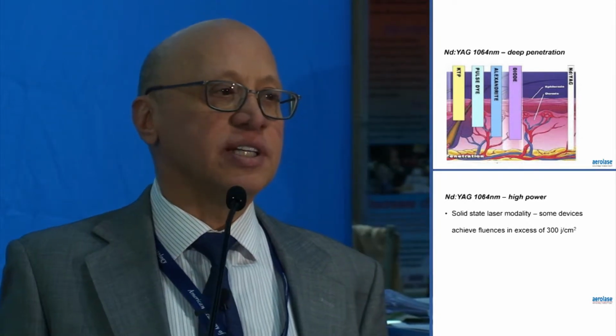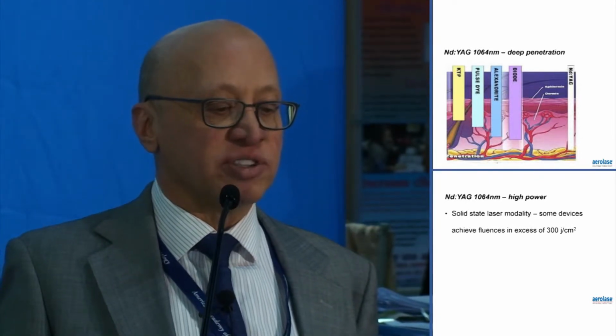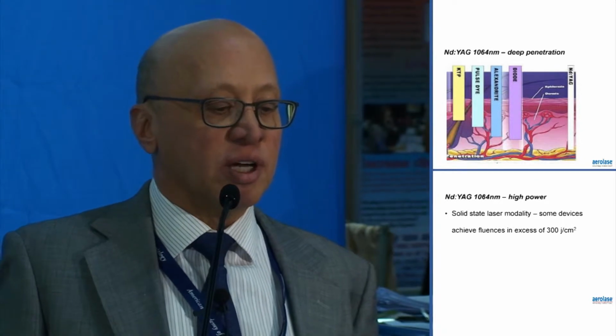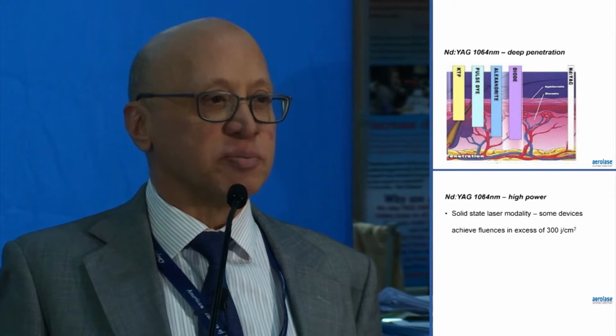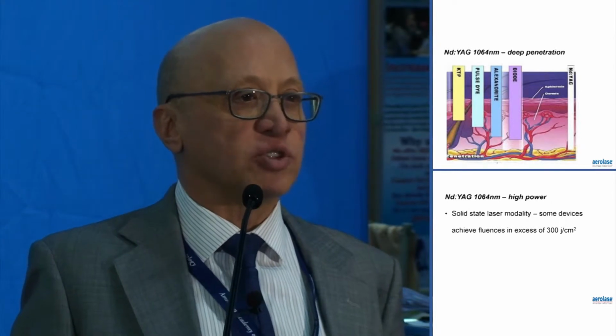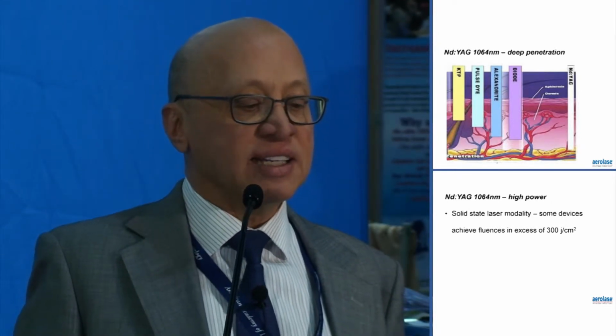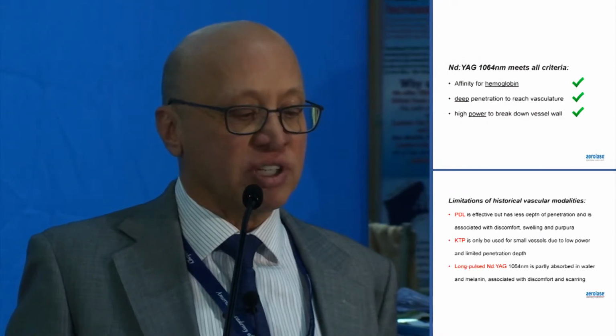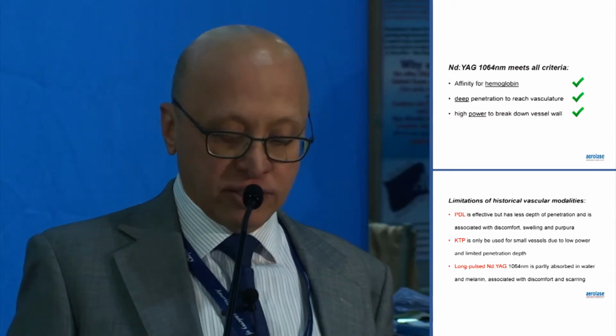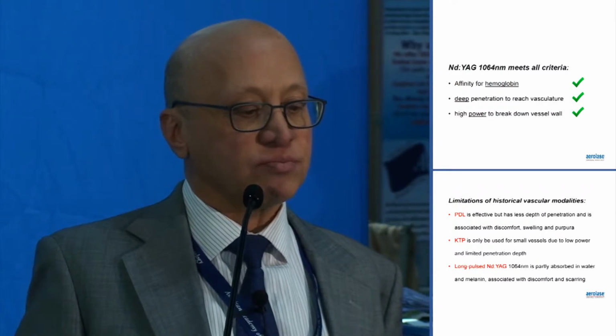And so if you look at the typical 1064 nanometer system, it's high powered, and some devices can achieve very high fluences, but they're generally in this millisecond domain, and that's led to some problems. What's good about the wavelength, though, 1064 nanometers, no matter what system you're talking about, is that affinity for hemoglobin, the deep penetration into the vasculature, and the high peak power you can get to break down vessel walls.